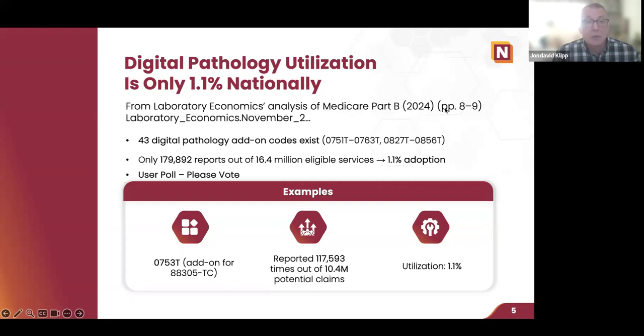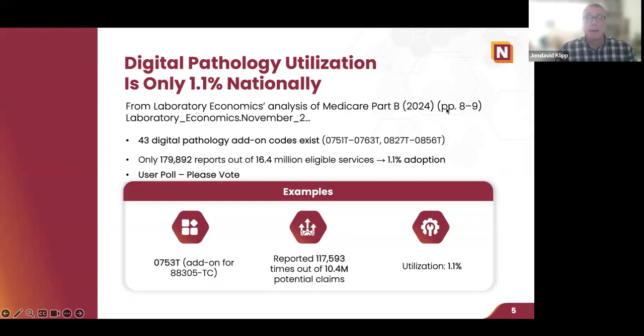And what we found was, and this is 2024 data, the latest data, for these 43 codes, they were only utilized or reported 179,892 times. Labs reported utilizing those codes out of 16.4 million eligible services, which indicates a 1.1% adoption rate of digital pathology, which I am almost certain is understating the adoption rate.